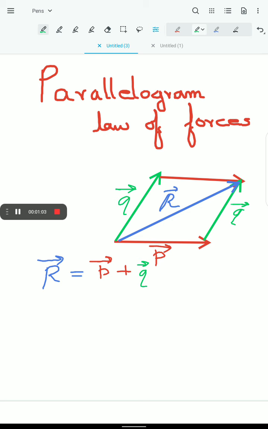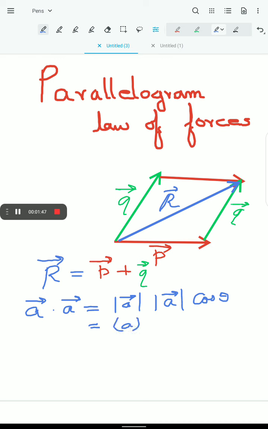Let's recall that A dot A is equal to magnitude of A into magnitude of A into cos theta, where theta is the angle between A and A. But the angle between A and A is 0 degrees, and the magnitude of A can just be written as A.